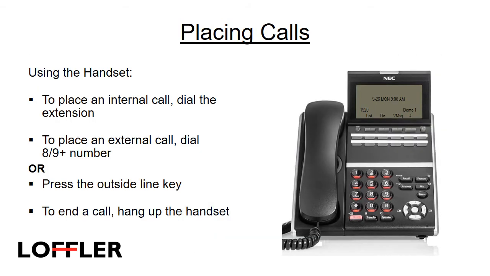To place a call using your handset, pick up your handset and dial the extension. To place an external call, dial the trunk access code, 8 or 9, and then the number. Or, press a program button or outside line key. To end a call, hang up the handset.